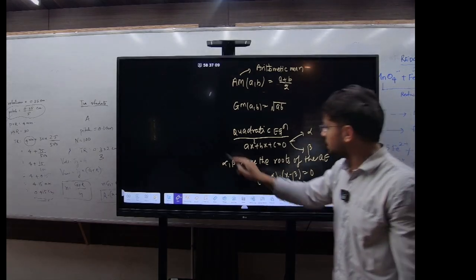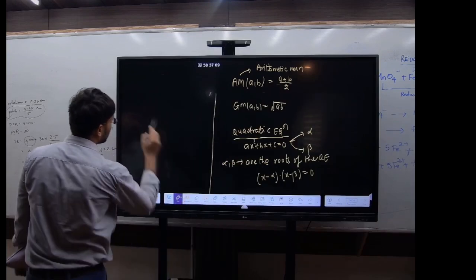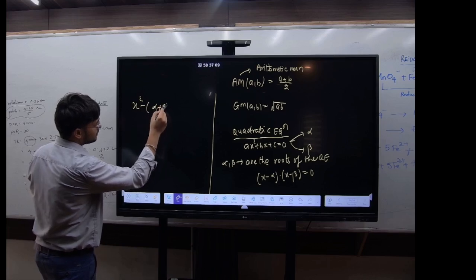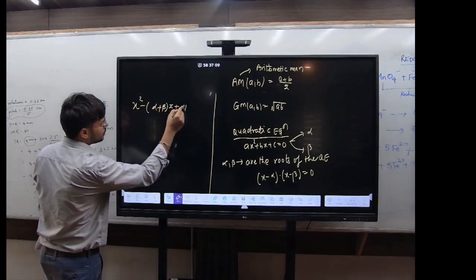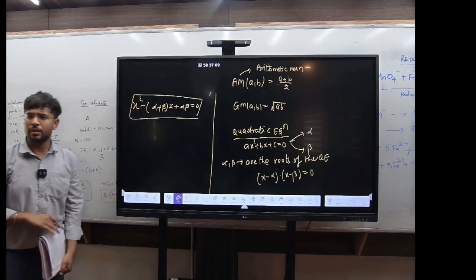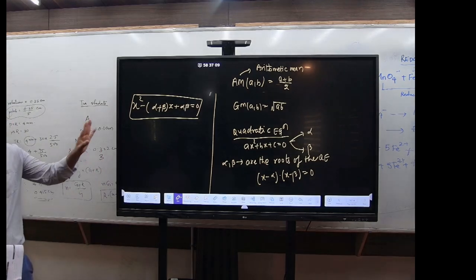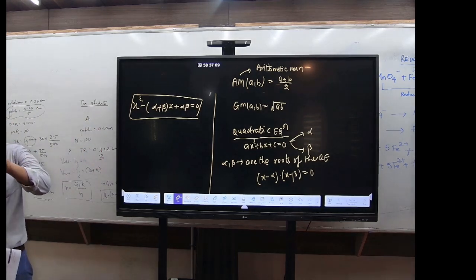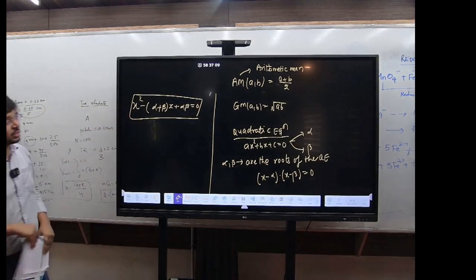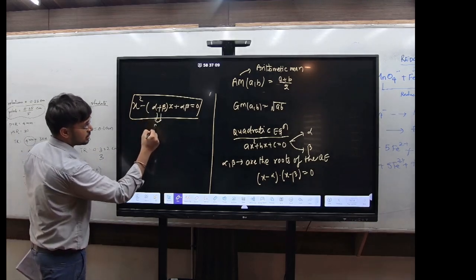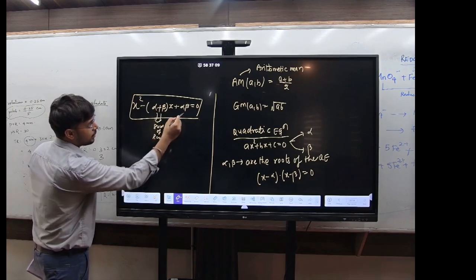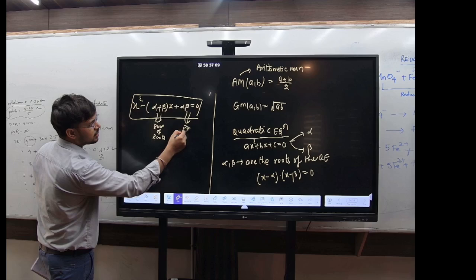And you must have studied the same thing. If you multiply it out, this is the form you must have studied: x square minus sum of roots times x plus product of the roots equal to 0. Have you studied this? If you know the roots of a quadratic equation, the quadratic equation will be x square minus the sum of roots times x plus the product of roots.